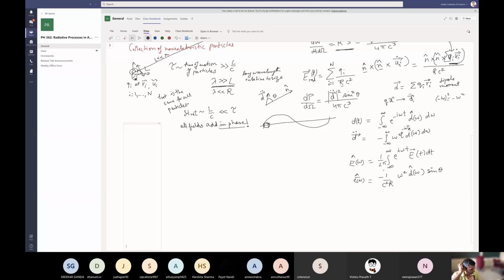And what about power? Power is dW by d omega, so this is like a frequency distribution of your energy. That's nothing but the square of this. So this was just c E omega squared. This is equal to omega to the 4 by c cubed, d hat omega squared sine squared theta. So this is the frequency and angular distribution of power due to dipole radiation.